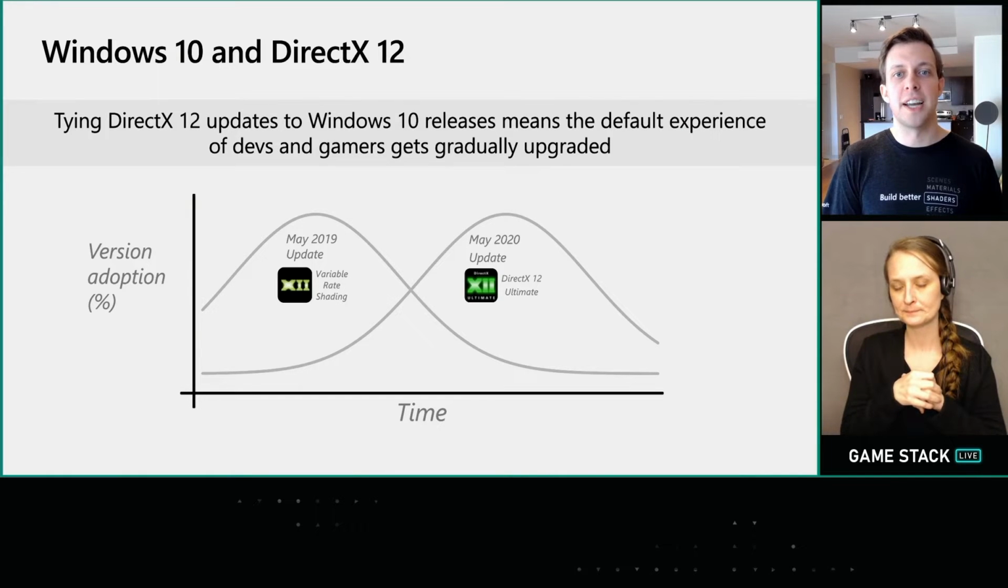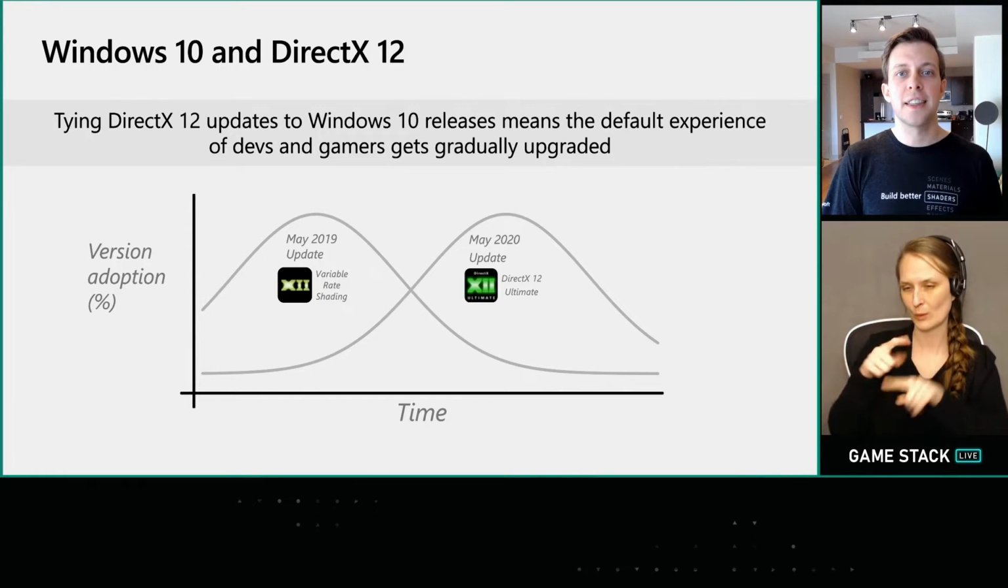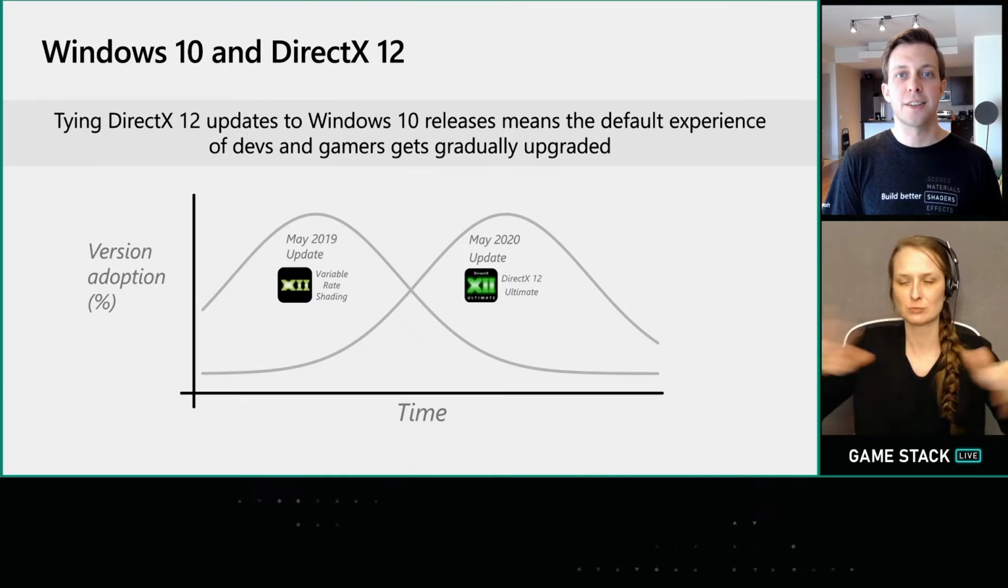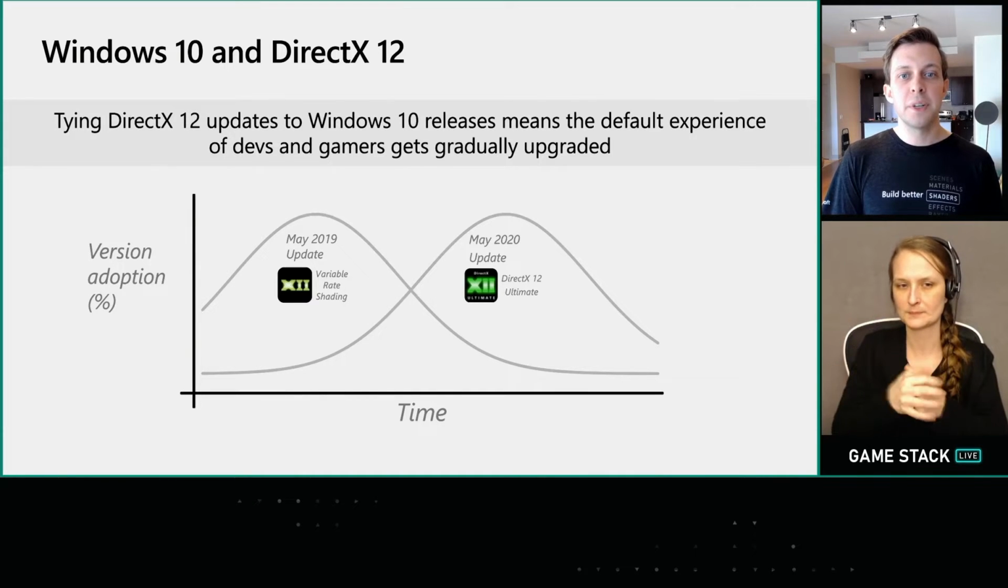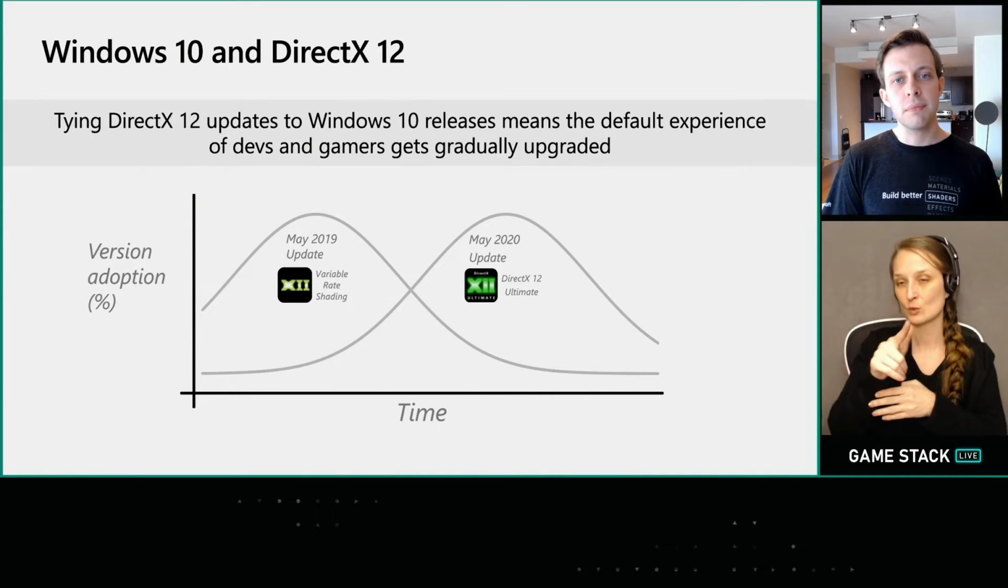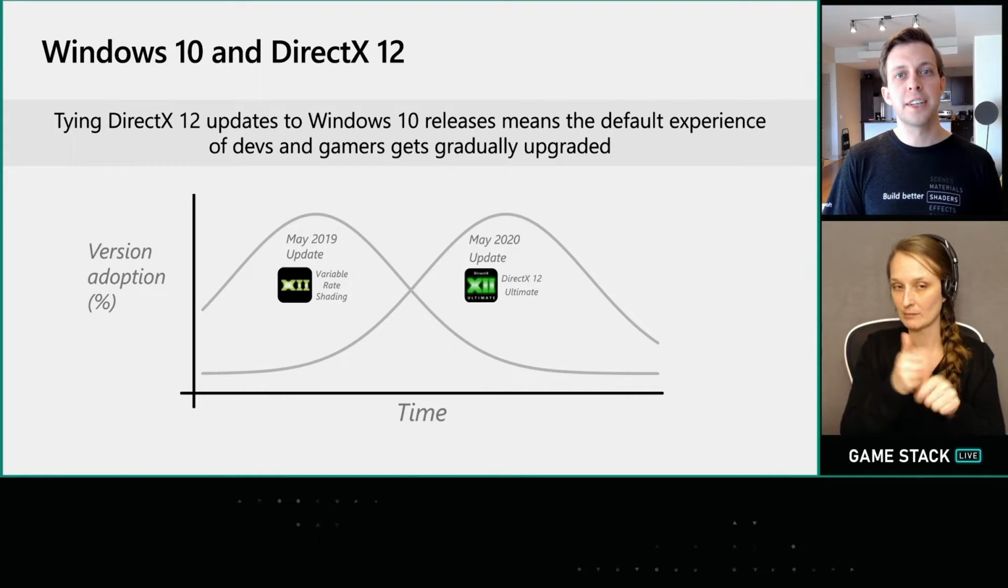Since the start of Windows 10, we've relied on the Windows 10 OS to get the latest DirectX 12 features onto Microsoft's huge install base. Put another way, every update to DirectX makes its way to the next OS we ship out to Microsoft's 1 billion plus Windows 10 devices, as you can see in this graph here. Here we see how we ship variable rate shading in Windows 10 version 1903, or the May 2019 update. And then we ship the full DirectX 12 Ultimate feature set in Windows 10 version 2004, or the May 2020 update.